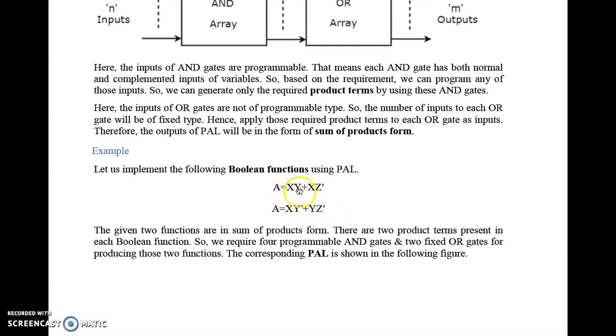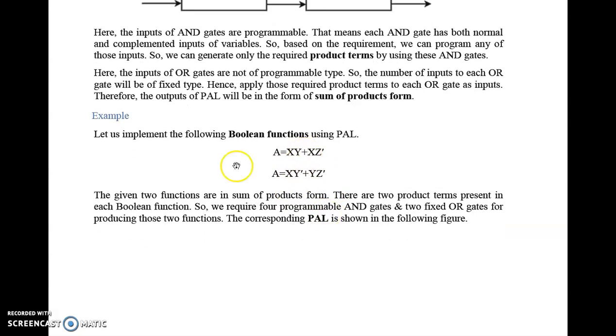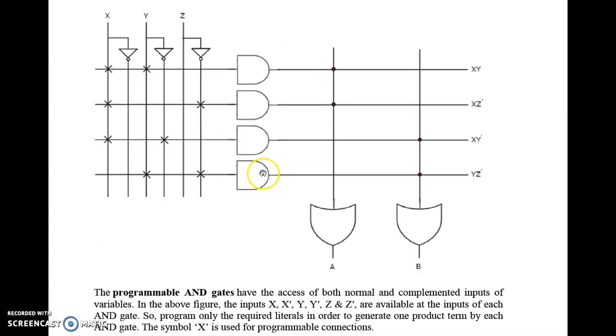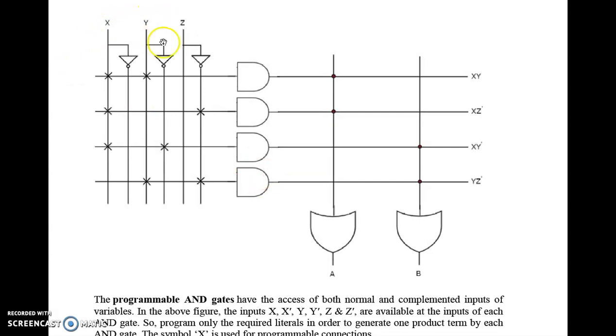A is equal to xy plus xz bar. B is equal to xy bar plus yz bar. So these two functions we'll see using the diagram. This diagram shows x, y, z, these are the inputs given. Here xy is the first term. Another term is xz bar. The third term is xy bar, and the fourth one is yz bar.